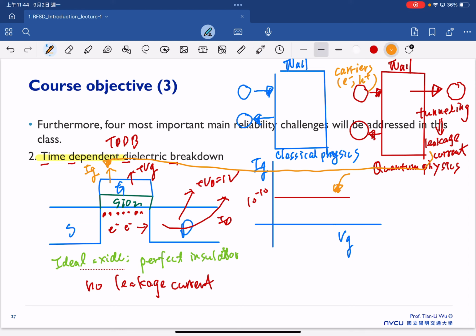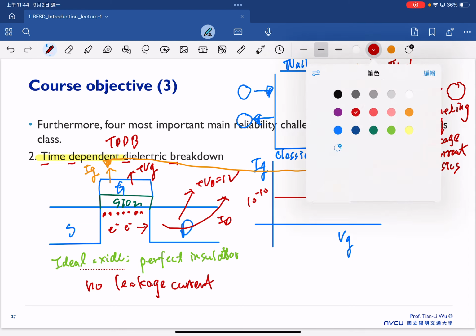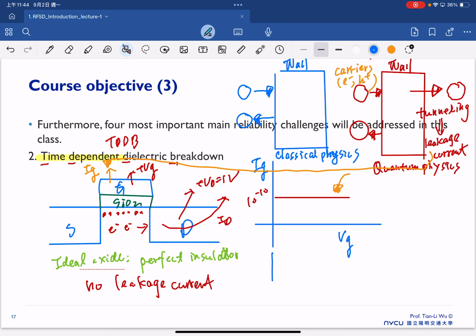However, if we put the time dependency here, another interesting observation can be found. So we put IG versus time. At this moment, you bias with a certain constant gate voltage. Then you start to see the curve is not flat anymore. It goes up and down, and that actually indicates some of the physics here.